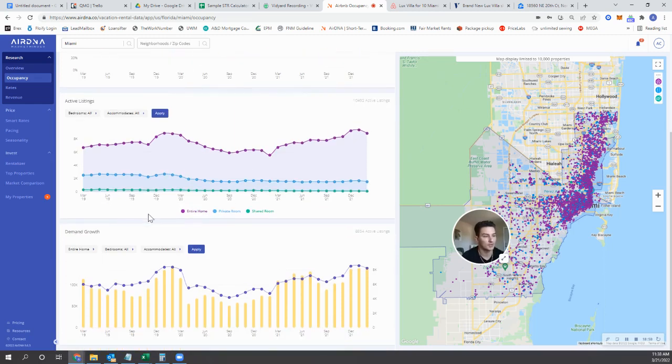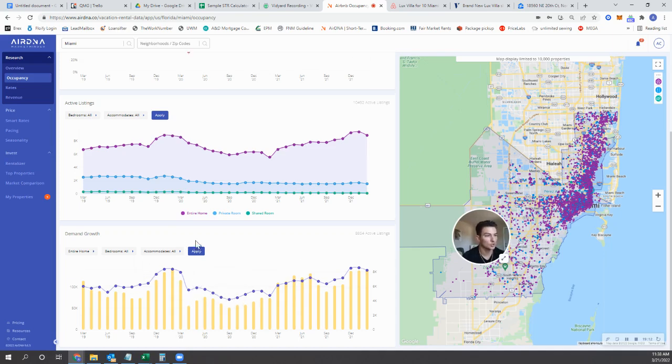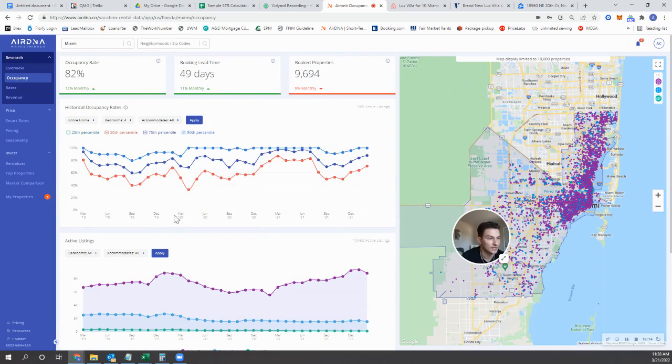If I was concerned about the new area I was going into, I would look at the demand growth and see where it's at and see where it's going. But keep in mind, we had COVID the past couple of years. So that's what all of this is like. All these dips, this is when we couldn't travel for COVID and everything like that. So the data is a little bit skewed if you look too far back.